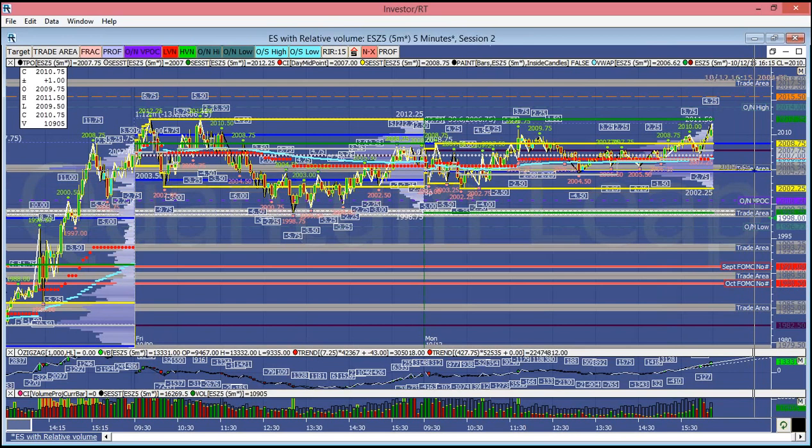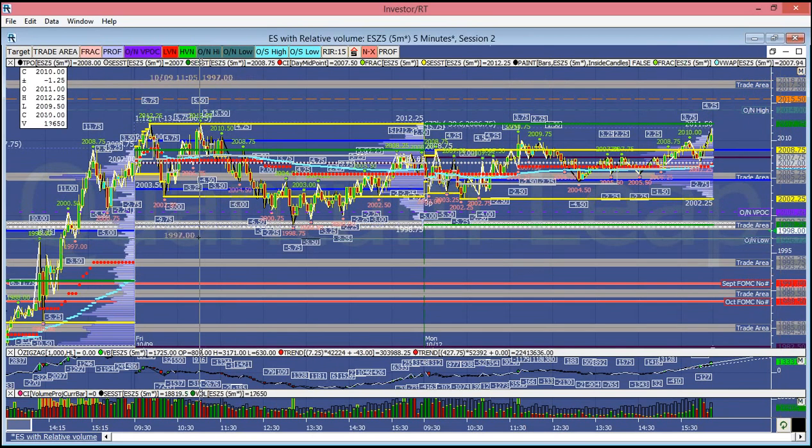of the range testing the value area low and inside value, then going up and taking out the naked VPOC, testing the value area high, and then if we get above that, a move to take out the gap, the close. Below this, then I'm looking for a move down into the midpoint and the VWAP from that Thursday.